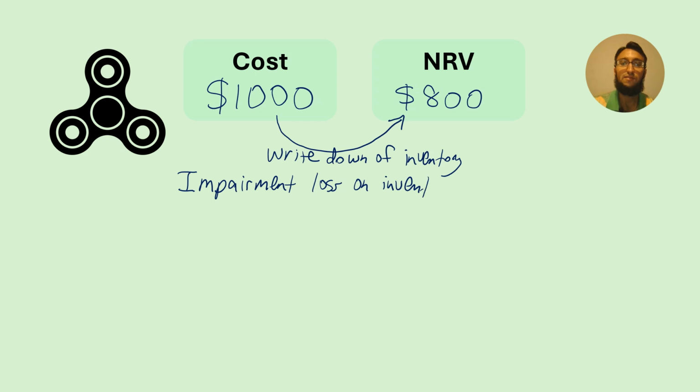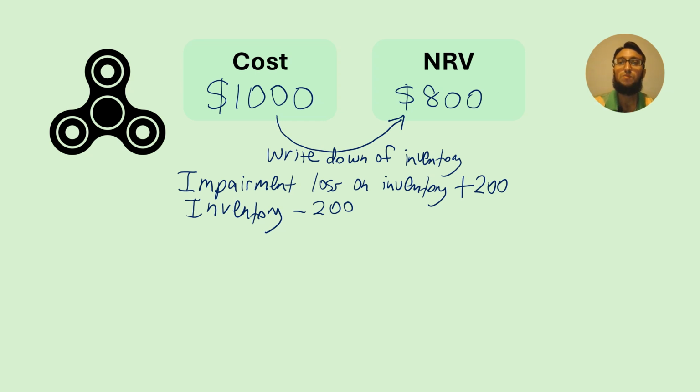Impairment loss on inventory is an expense, and this account will be opened up, and the other account that is paired with it will be to reduce our inventory account. As you can see, the difference here is $200, and we would need to bring down inventory by $200.